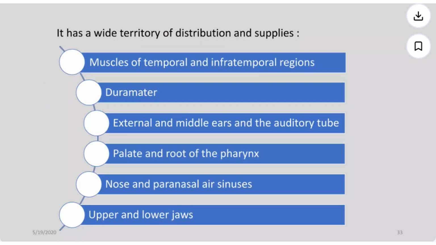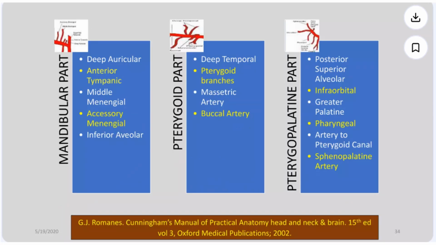So it has a wide territory of distribution and supplies the muscles of the temporal and infratemporal region, dura mater, external and middle ear and the auditory tube, palate and roof of the pharynx, nose and paranasal sinuses, upper and lower jaws. So learning about the maxillary artery is important.